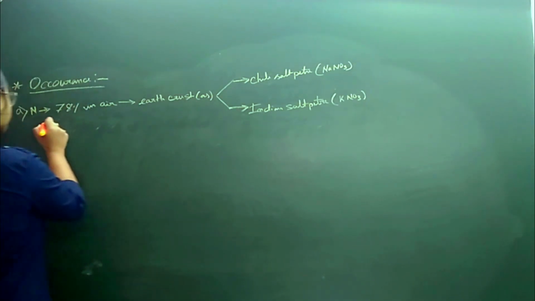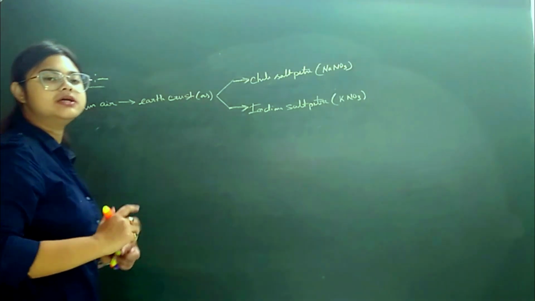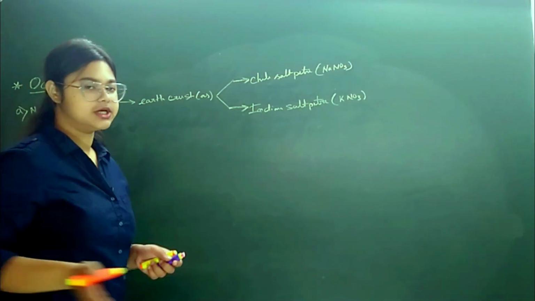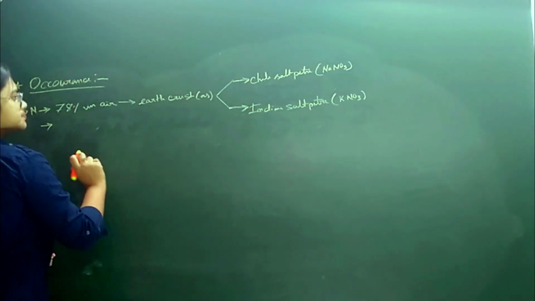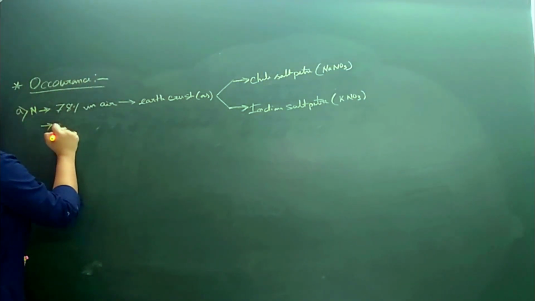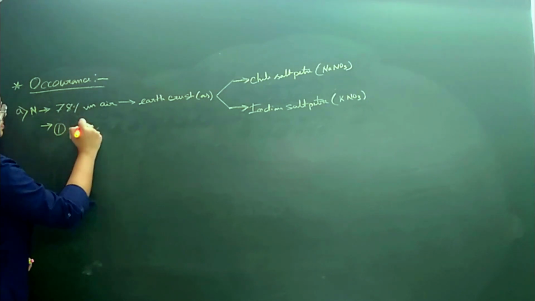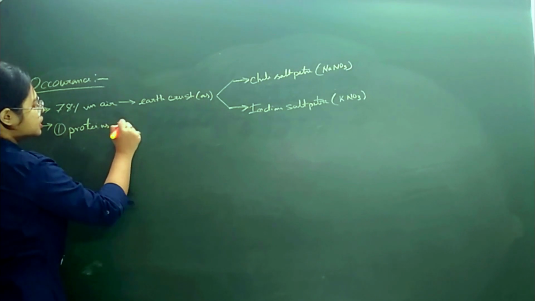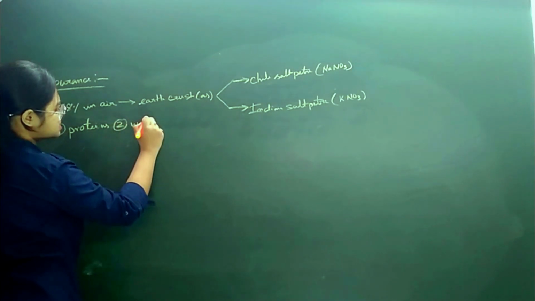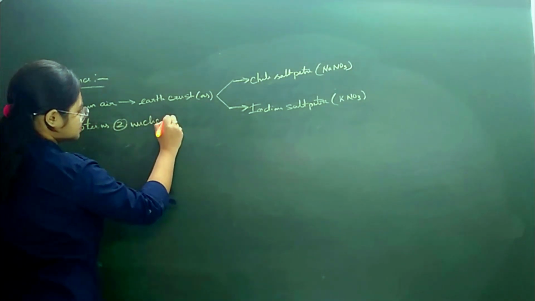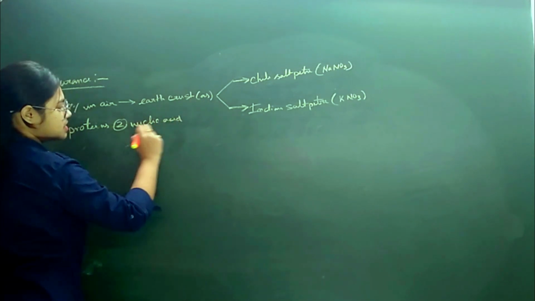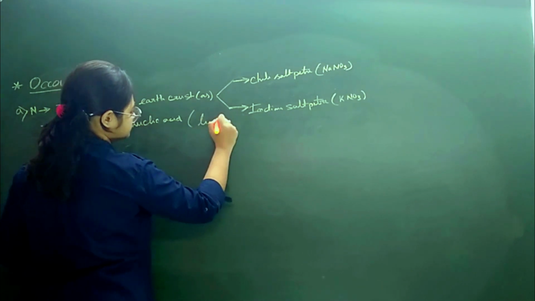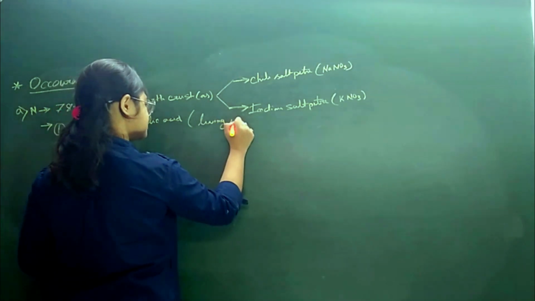And then it is found in our living body, as a constituent of proteins and a constituent of the nucleic acid. Nucleic acid basically contains nitrogen bases. So it is found in all living systems, meaning animals and plants.